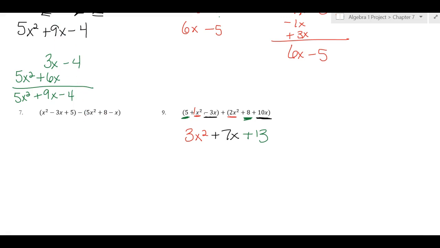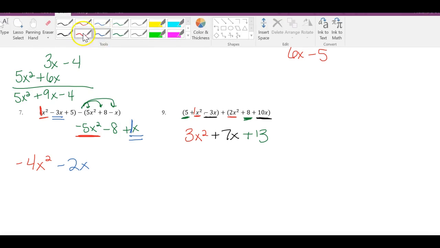Okay? All right, next one we have to distribute, and we have to distribute this negative. So I'm going to rewrite it. So this is actually a negative 5x squared minus 8 plus x. So when I look to get like terms, here's an x squared, that's a 1x squared, and a negative 5x squared. 1 minus 5 is a negative 4x squared. And then now I have a negative 3x and a positive 1x. Negative 3 plus 1 is a negative 2x.